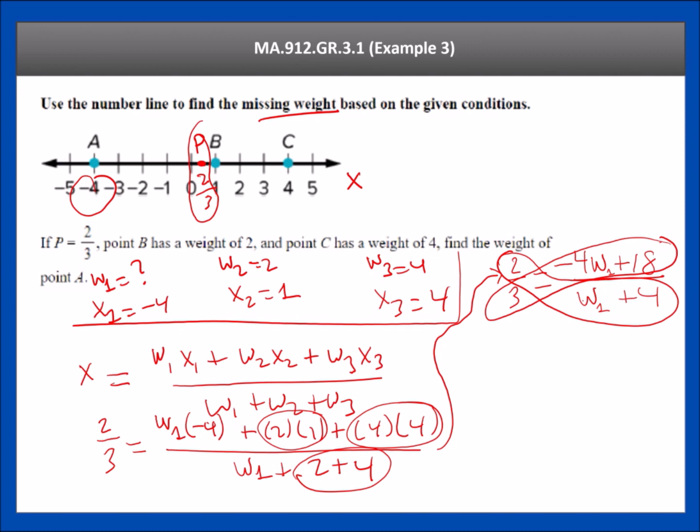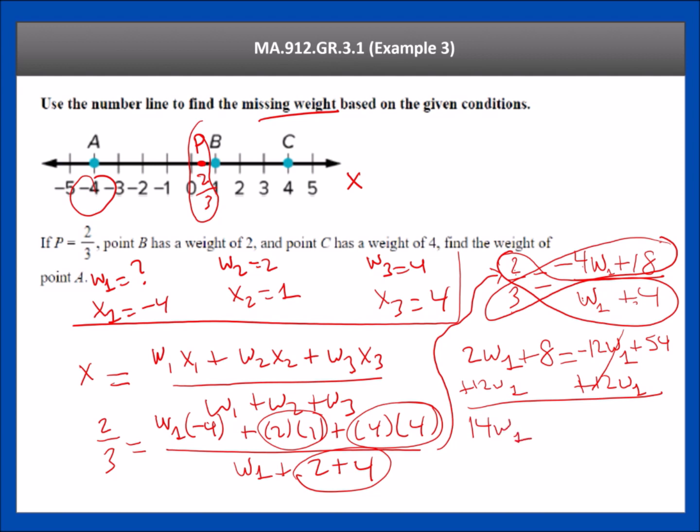We're just going to distribute. 2 times W1 is 2W1. And then 2 times 4 is 8. 3 times -4 is -12 W1. 3 times 18 is 54. All right, solve for W1. This is a bit of a pain. You know, they give you a lot of algebra here that you need to do. But it's not too bad if you're okay with your algebra.